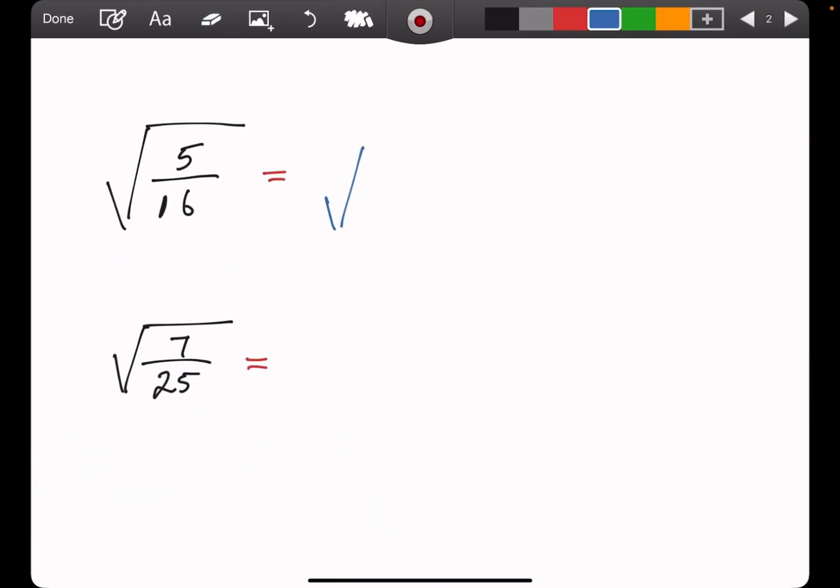Now, let's break down 5 and 16. This is 5, right? And 16 will be what? 4 times 4. 4 times 4 goes out as what? 4. Can the 5 go out on top? No, so it has to stay. Let's go to the next one.